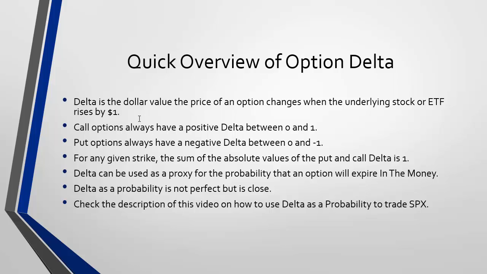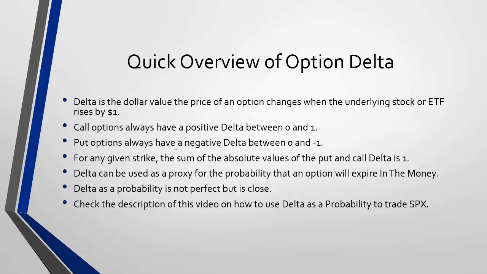First of all, what delta is basically the dollar value the price of an option changes when the underlying stock or ETF changes by a dollar. So if the stock goes up a dollar, the delta is going to tell you how much that option is going to increase or decrease, depending on if it's a call or put. Call options, real quick, always have a positive delta, which is why they are bullish. So if the stock goes up a dollar, the call option has a positive delta, which means it will go up also accordingly. Put options always have a negative delta.